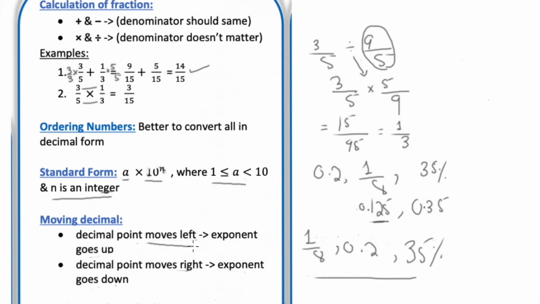If the decimal point moves left, the exponent goes up. If the decimal point moves right, the exponent goes down. In a few questions, you have to do the reverse: if you change the exponent, then the decimal point will move. So if the exponent goes up, the decimal point moves left, and if the exponent goes down, the decimal point moves right. You should remember it both ways, and you will see examples of moving the decimal in calculations with standard form.